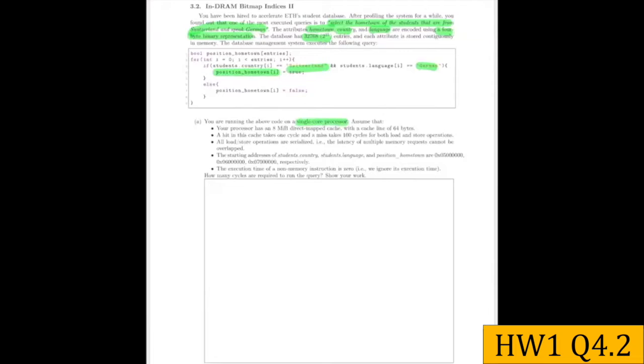It has an 8 megabyte direct-mapped cache with a cache line of 64 bytes. A hit in this cache takes 1 cycle, and a miss in this cache takes 100 cycles for both load and store operations. All load and store operations are serialized, and here I have the start addresses of the arrays that store the entries of the database. So we have this address here, the other one, and the other one. And the execution time of non-memory instructions is 0. So it asks how many cycles are required to run this query.